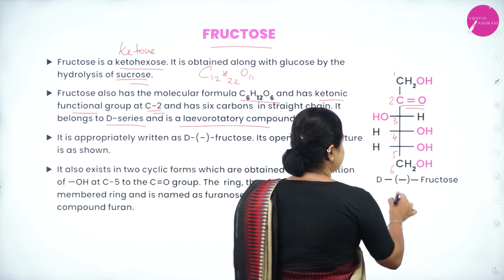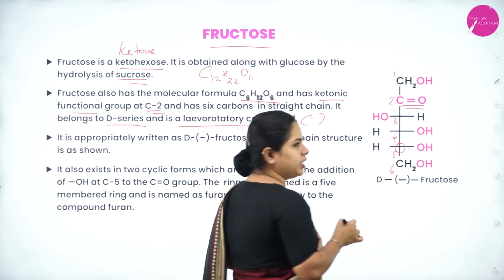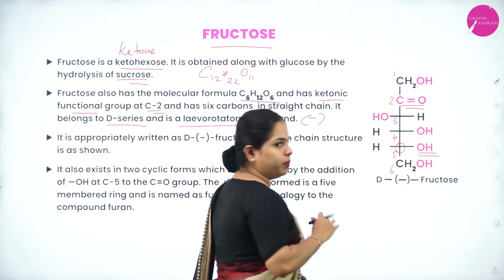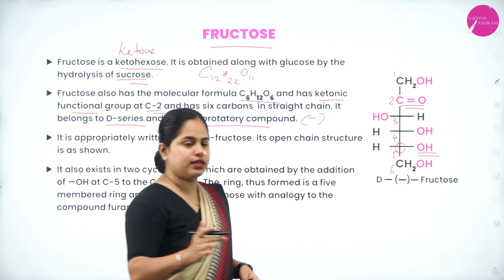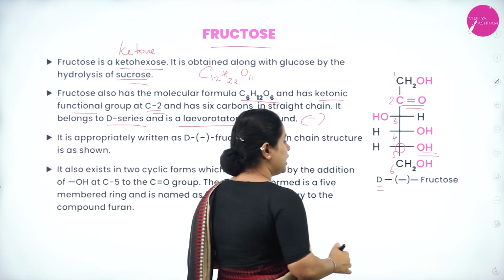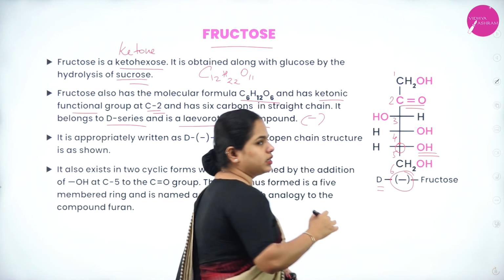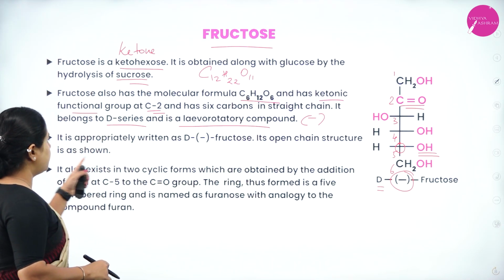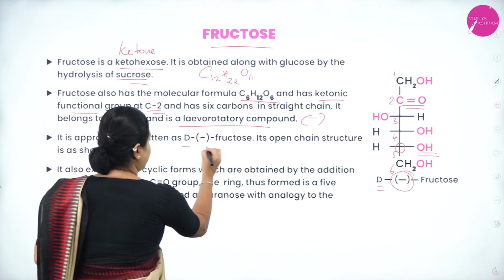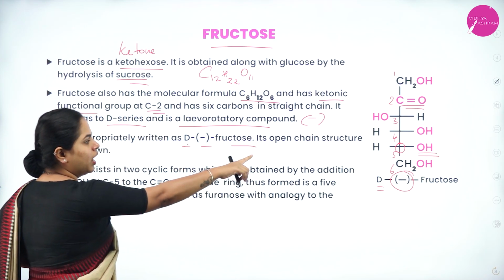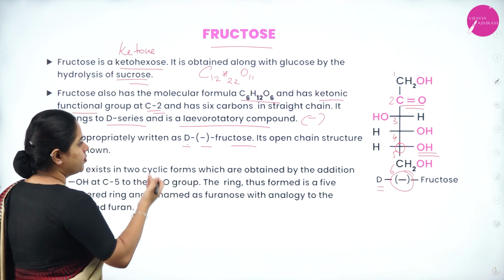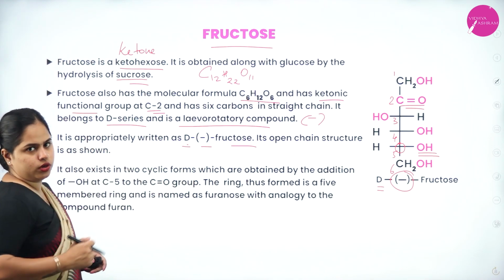Right, and you can see the lowest asymmetrical carbon atom will be the 5th one, and the hydroxyl group is on the right side. That is why it is a D form, right? And this negative sign stands for levorotatory. So this is the open structure of fructose. It is appropriately written as D minus fructose. Now D stands for hydroxyl group on the right side, right? And minus stands for levorotatory. Its open chain structure is as shown, discussed now.